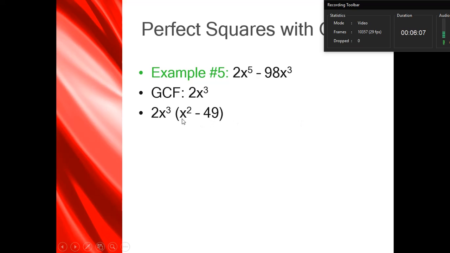My remaining factor is a binomial, but again, I notice x squared is a perfect square and 49 is a perfect square. So we're going to further factor. We're going to keep our GCF, but now this remaining binomial turns into x minus 7 and x plus 7.